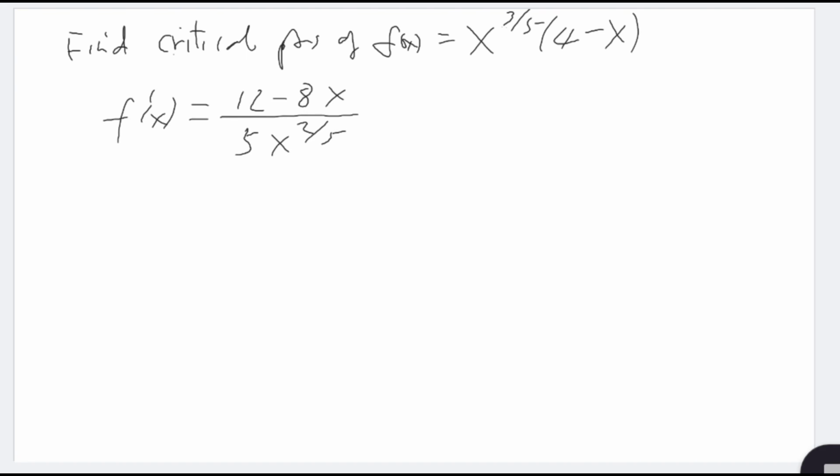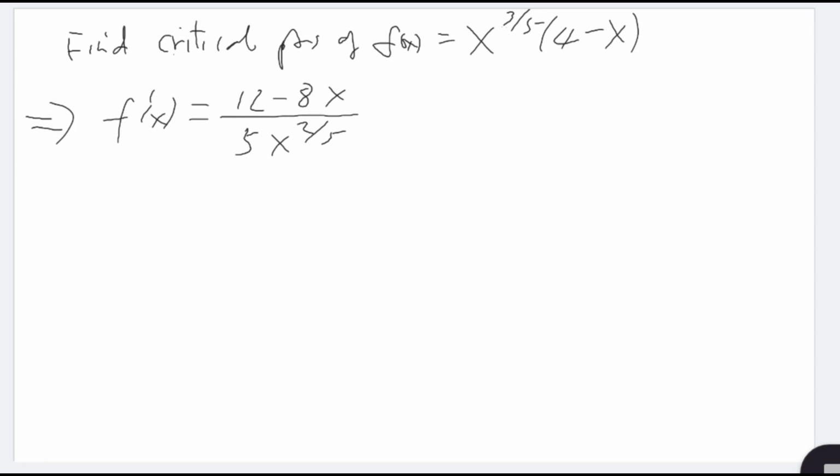So let's see one example. Let's find the critical points of f of x equal to x to the 3/5 power times 4 minus x. All right. So here I already found the derivative. To find the derivative, you would do the product rule, simplify, all the algebraic work involved. But anyway, just to simplify the presentation and get to the point, let's say we already found the derivative. Okay, this is the derivative.